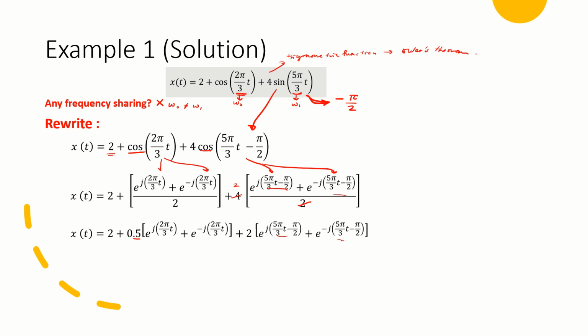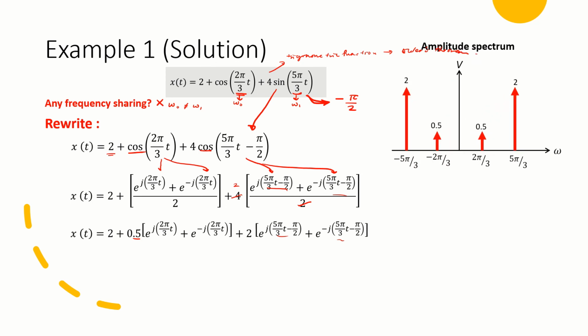And then from here you can straight away draw or sketch the amplitude spectrum. So the first term is given as 2. I think I forgot here. There should be a 2 here. I forgot to do the 0 part here. So it is 2.